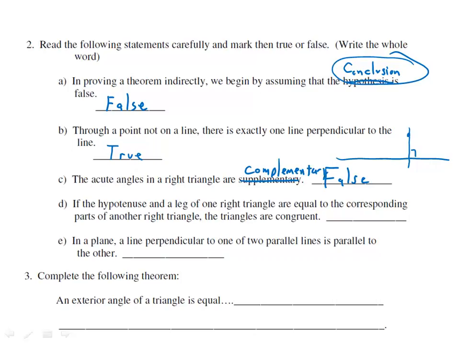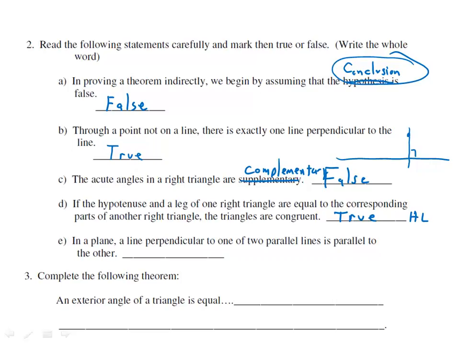So it's false. D, if the hypotenuse and a leg of one right triangle are equal to the corresponding parts of another right triangle, the triangles are congruent. That is true. Right there, word for word. That's the HL theorem, hypotenuse and leg. It only works in right triangles.